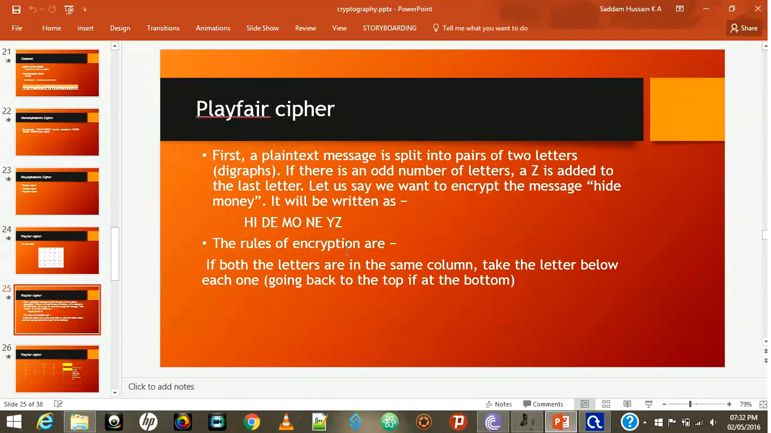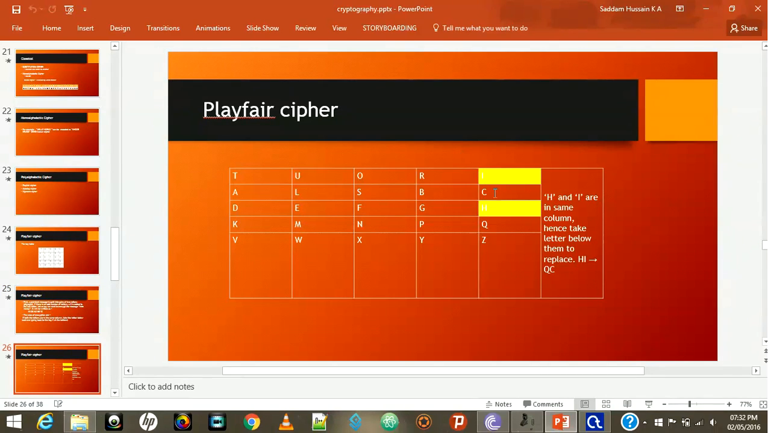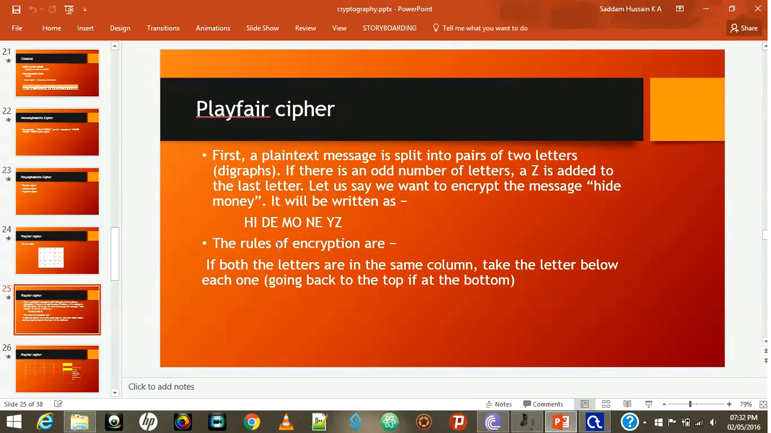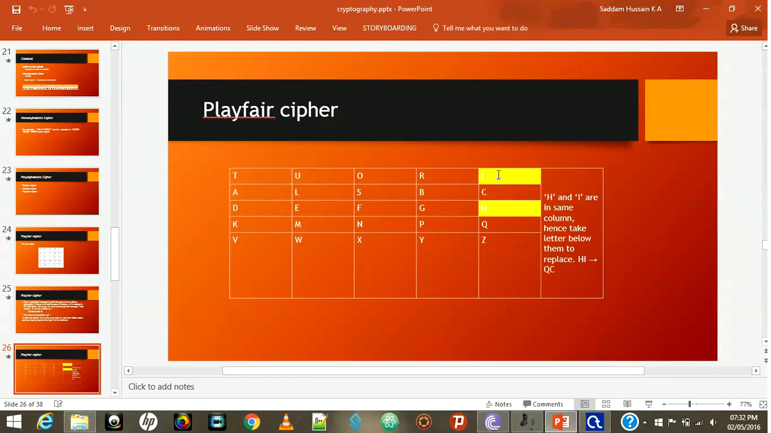Then the rules of encryption. What are the rules in the Playfair cipher? If both the letters are in the same column, take the letter below each one. Example, see this. Now we are encrypting hi. H and I are in the same column, hence take the letter below them to replace it for the ciphertext. Below H is Q, and for I the letter below is C. So HI will be encoded as QC. This is the first rule.